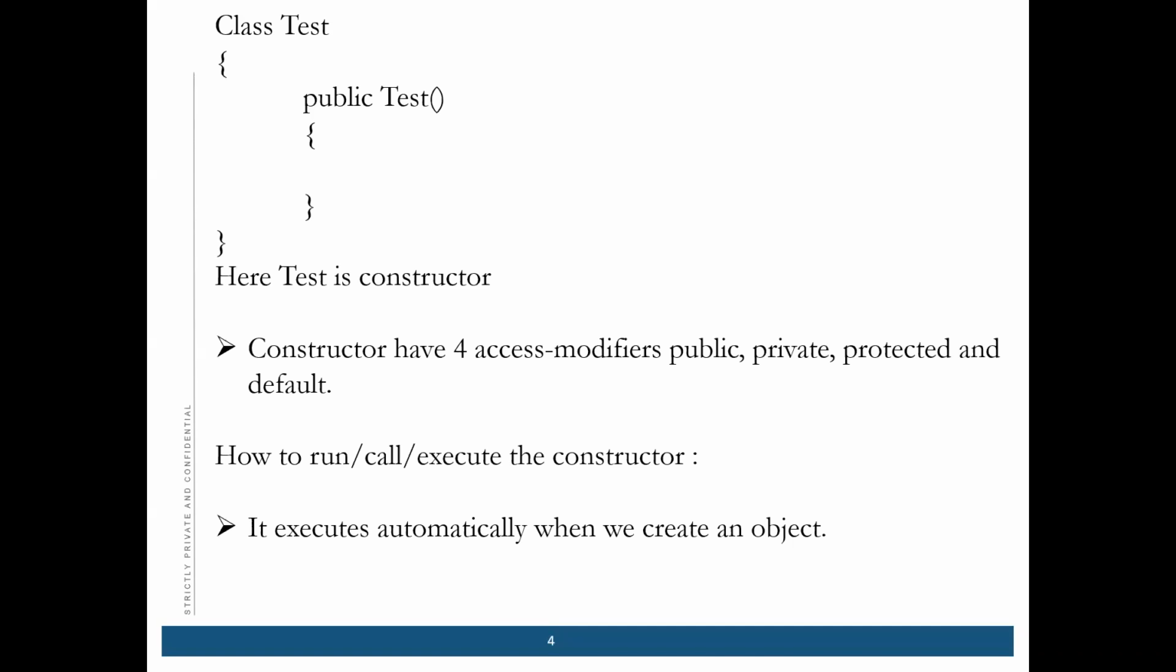So this is a constructor, class test, public test. Simple constructor. Constructor can have access modifiers: public, private, protected, and default. So you can have a public constructor, private constructor, protected, and default. Now, how to execute the constructor?